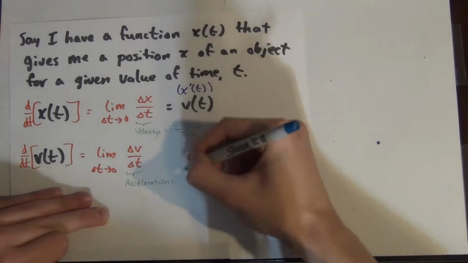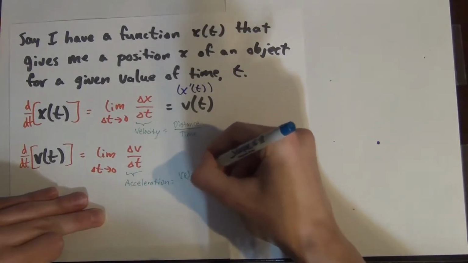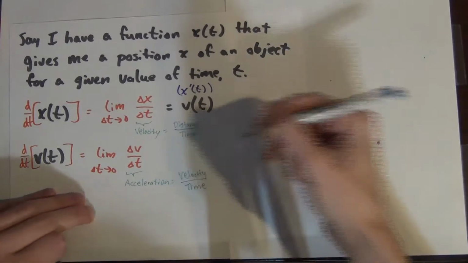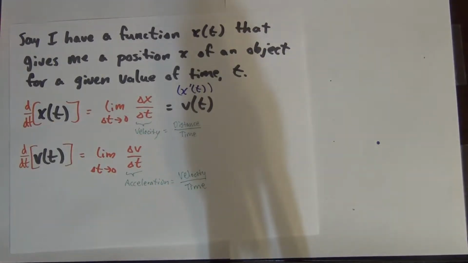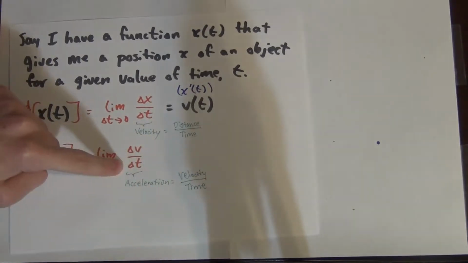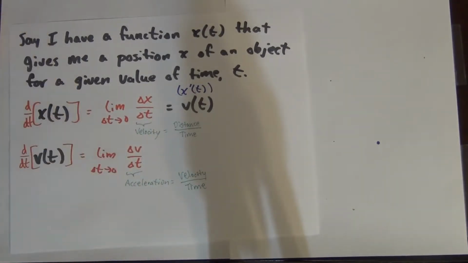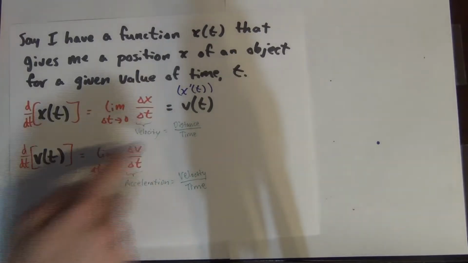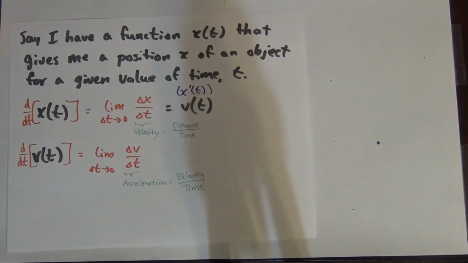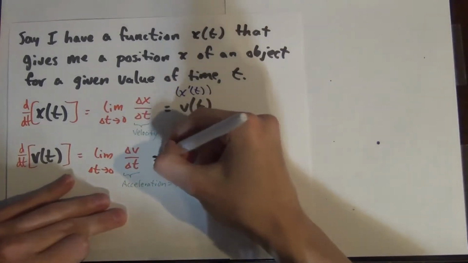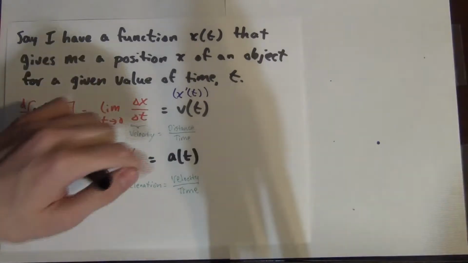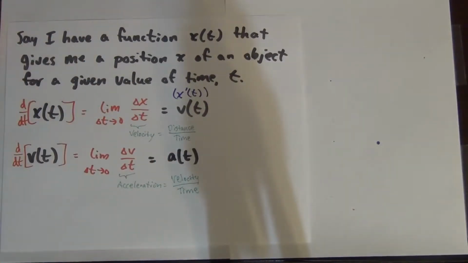And acceleration is just velocity over time. Gravity is a common acceleration. It's meters per second squared. So this is really acceleration. And in Newtonian mechanics, we make one fundamental assumption. We say that acceleration in and of itself doesn't change.